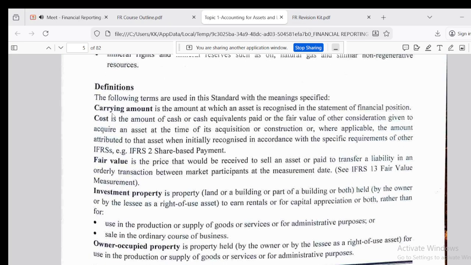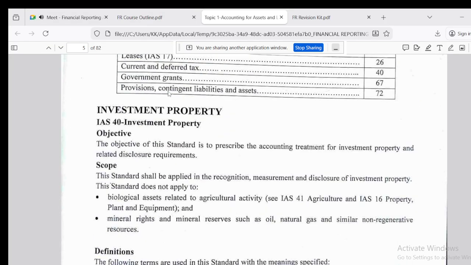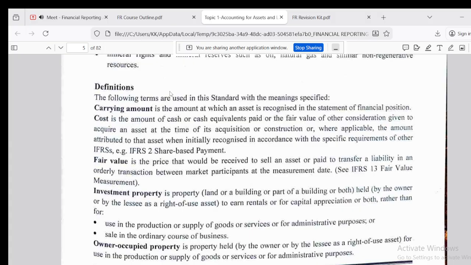So we want to say the following. There are certain terms we should know about this IAS 40. So you can just write a definition. After writing definitions, you can write: definition number one is carrying amount.